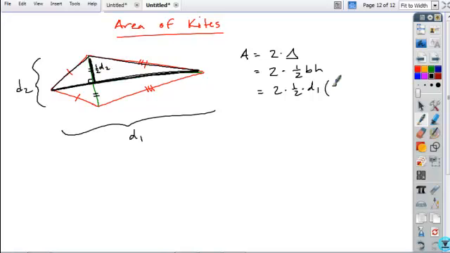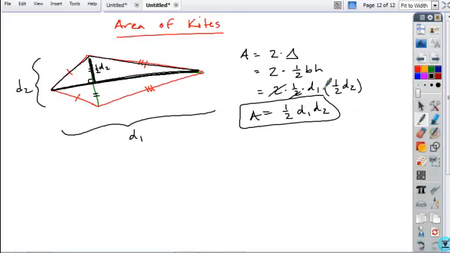So if we then multiply by 1/2 of D2, we can complete our calculation. The half and the 2 cancel. We have this 1/2 out front, the product of D1 times D2. And so this gives us our area formula for a kite. It's simply going to be 1/2 the product of their diagonals.